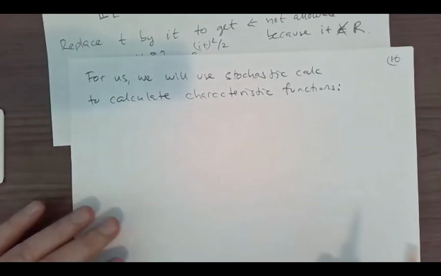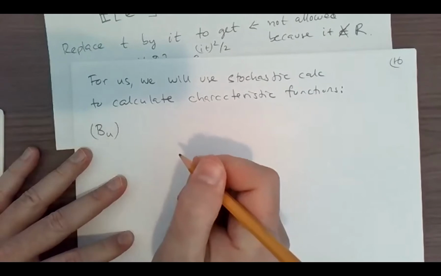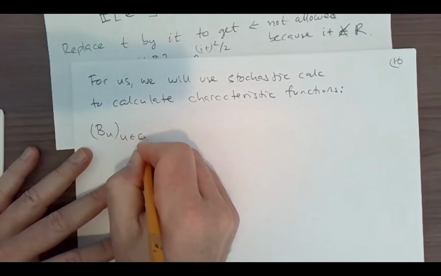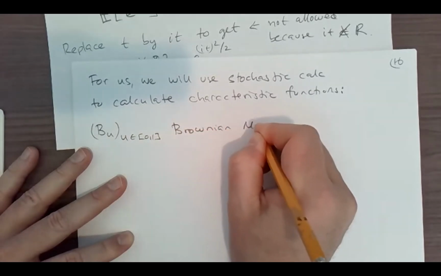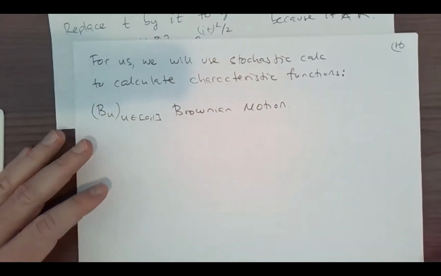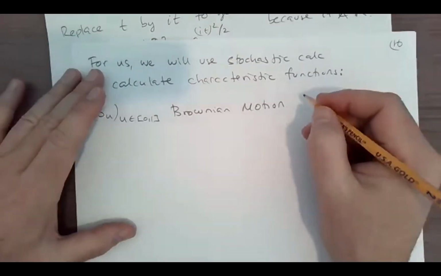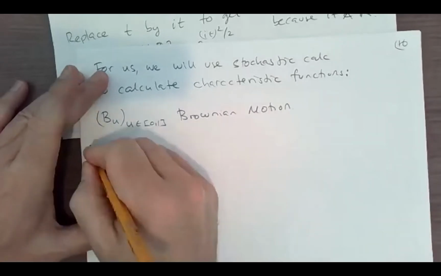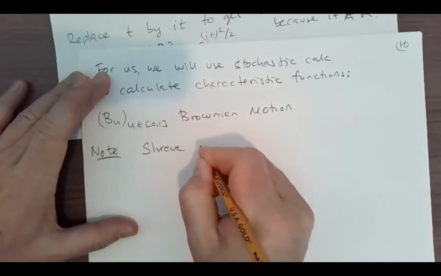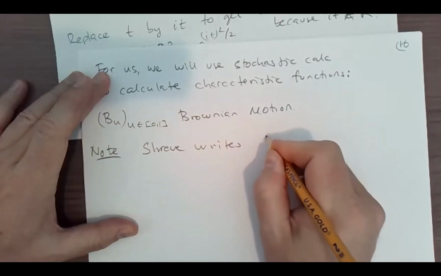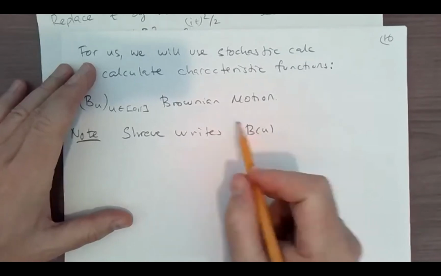Okay, so how are we going to do it? Well, we're going to take a Brownian motion. So we're going to have B, we're going to have B_u, say u lives between 0 and 1. This is a Brownian motion. Okay, so this is just a note, some people write B_u like this. I don't write all these parentheses, I put the u downstairs.